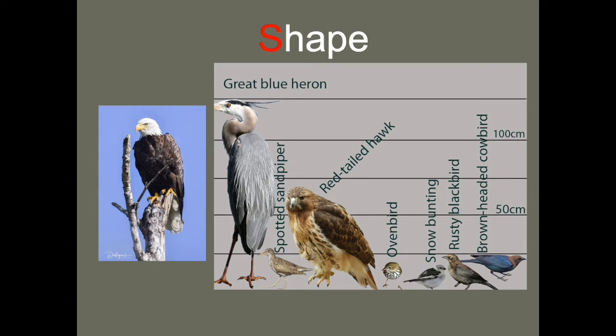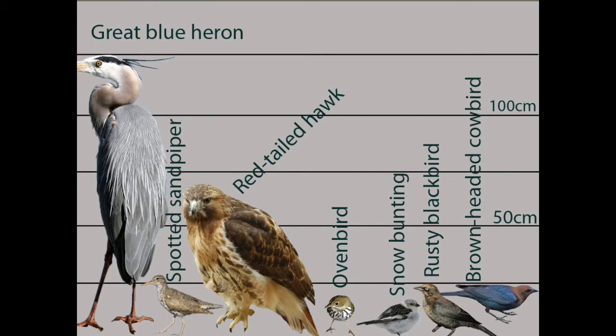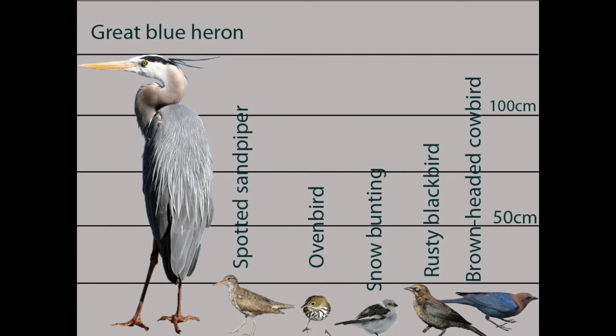Please find the lineup on your worksheet and cross off the bird that has the same body type as the eagle. That's right, we can eliminate the red-tailed hawk as he is the only one on the list with the same body type as the eagle.